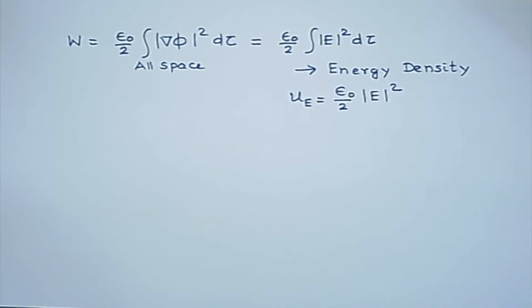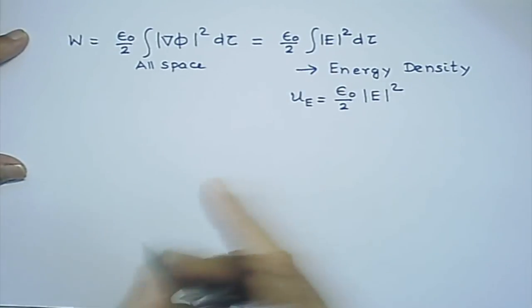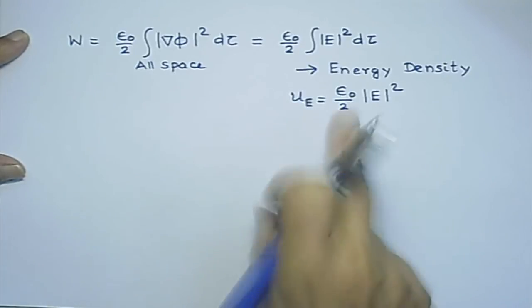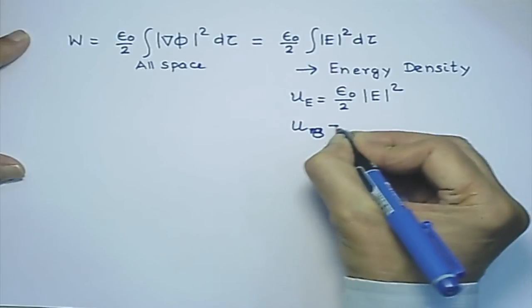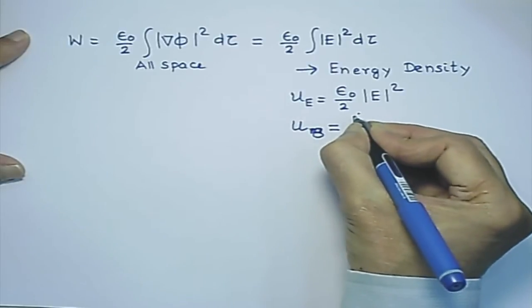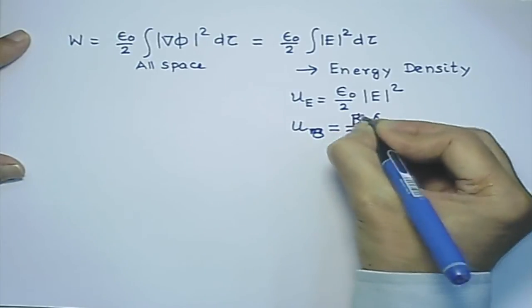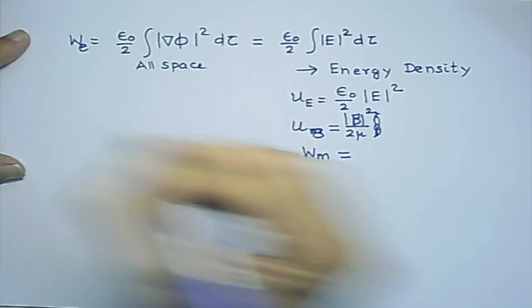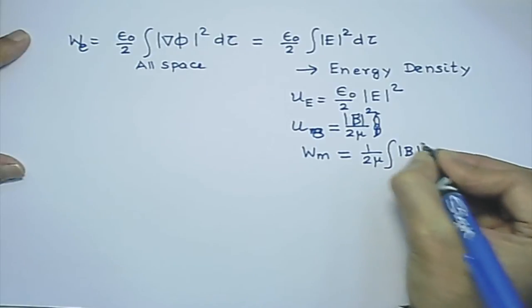Now, supposing I had the corresponding magnetic situation, magnetostatics, I can do an identical job, I will not do it. Once you have understood this, you can look up any textbook and you will find the corresponding expression for it. The U magnetic, or UB if you like, happens to be given by, sorry, B square by 2 mu. So that the magnetic energy Wm, let us call this electrical energy, is 1 over 2 mu integral B square d tau.